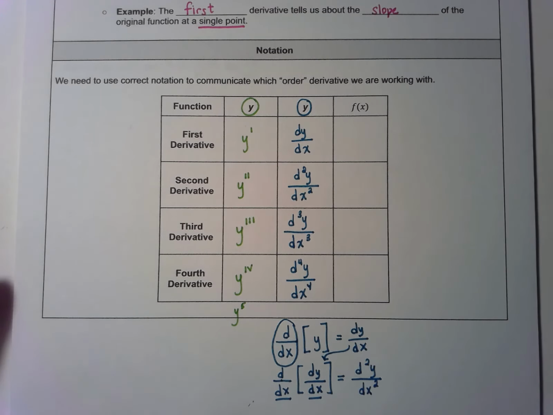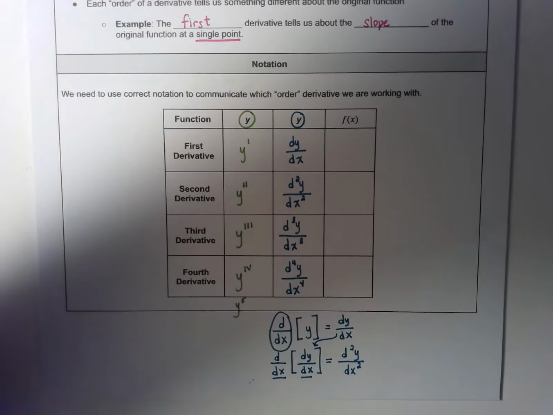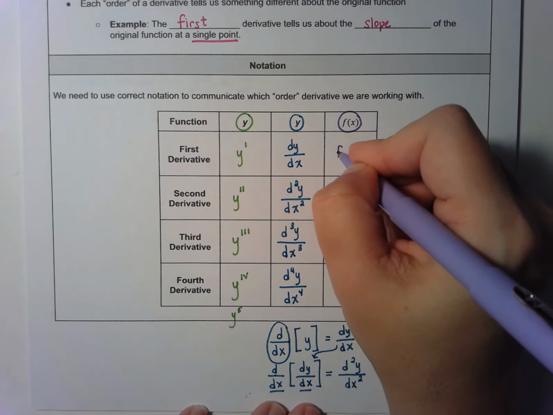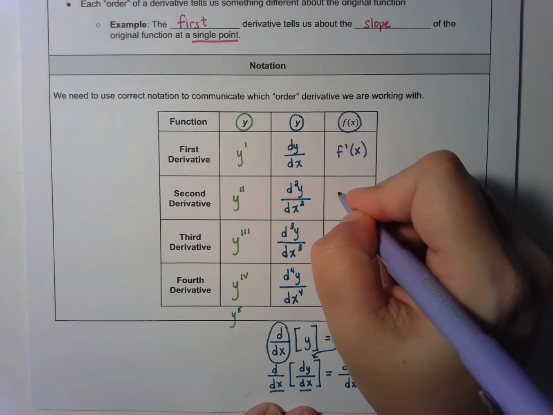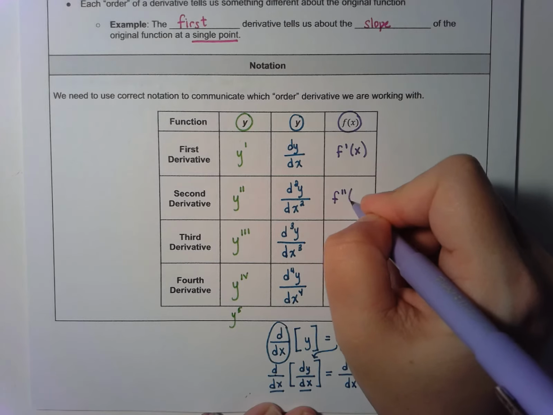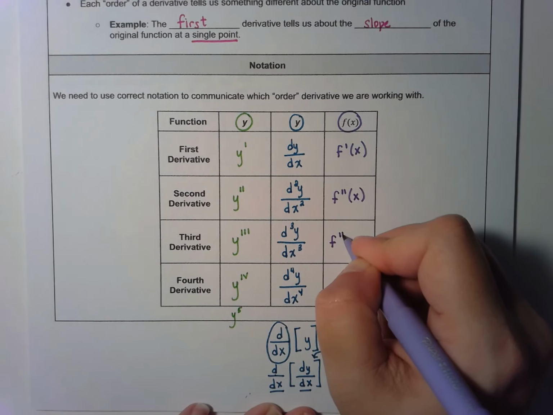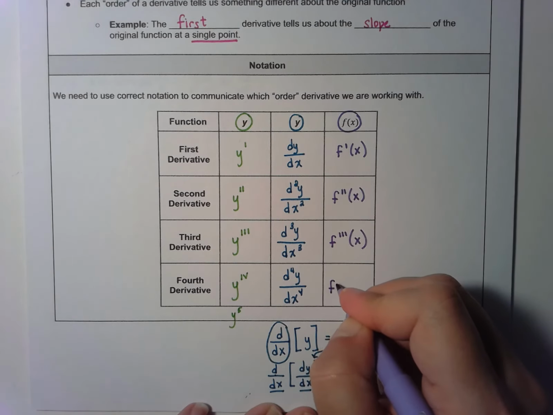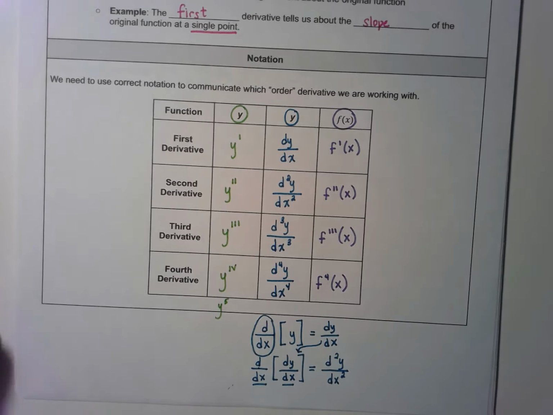All right, last but not least, what if we're starting with f of x? So sort of, again, a different ball game here. If we're going to start with f of x, then to show the first derivative, we're going to write f prime of x. To show the second derivative, we would write f double prime of x. The third derivative would be f triple prime of x. And pretty much after that, we just use numbers, f fourth of x.